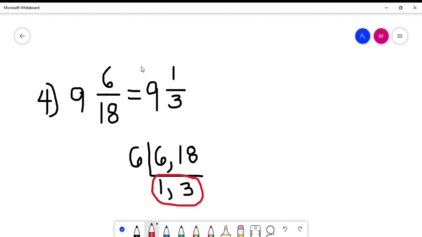There. So our lowest terms fraction is 9 and 1/3. Okay, so I hope you learned something.